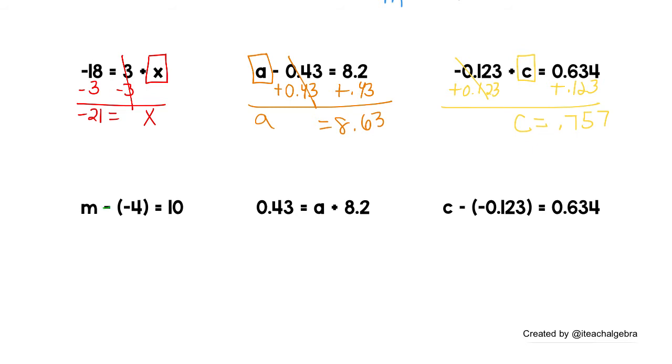All right, we've got two minuses together, and I like to think their powers combined to make a plus. So m plus 4 equals 10. M's going to stay. That means we'll subtract 4 from each side. M equals 6.